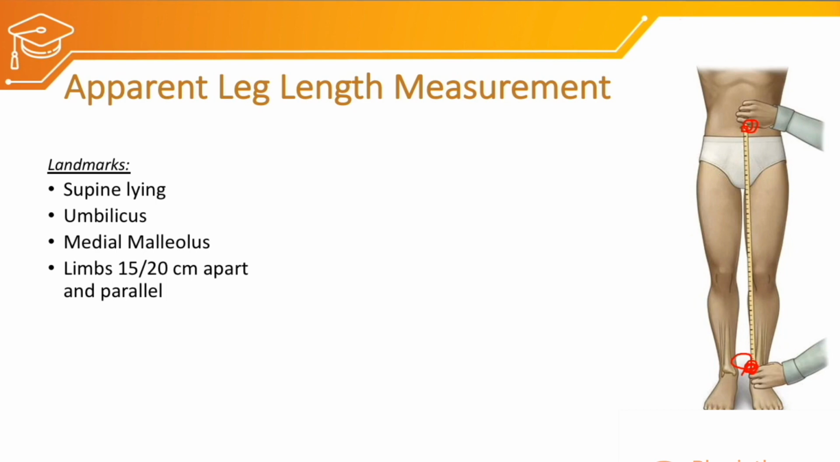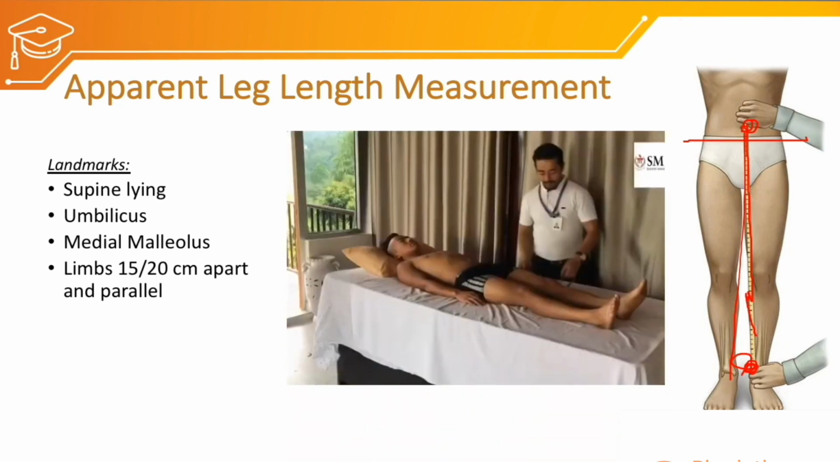So this is an easy method. We have to just take the measurement from the umbilicus to the medial malleolus of one limb and compare it with the other limb and see the difference. To make sure that the ASIS are aligned in position, we have to keep the 2 feet apart, that is about 15 to 20 centimeters, and they should be parallel to each other. So let's check the video demonstration for this apparent limb length measurement.